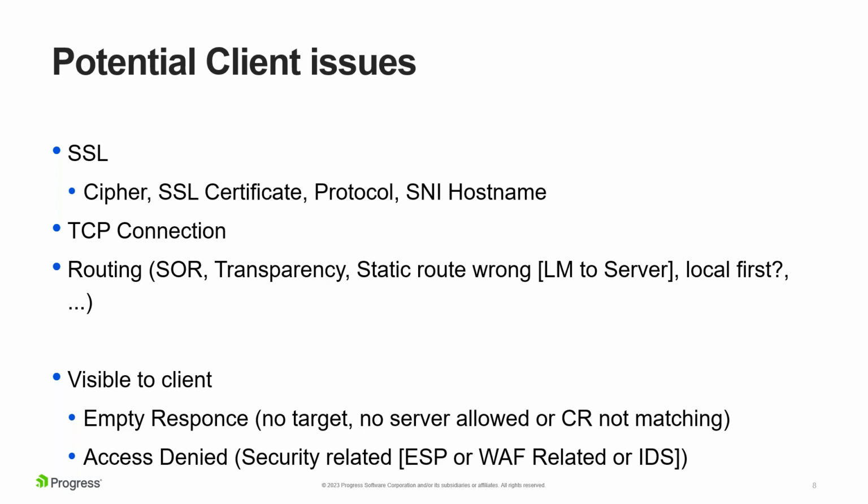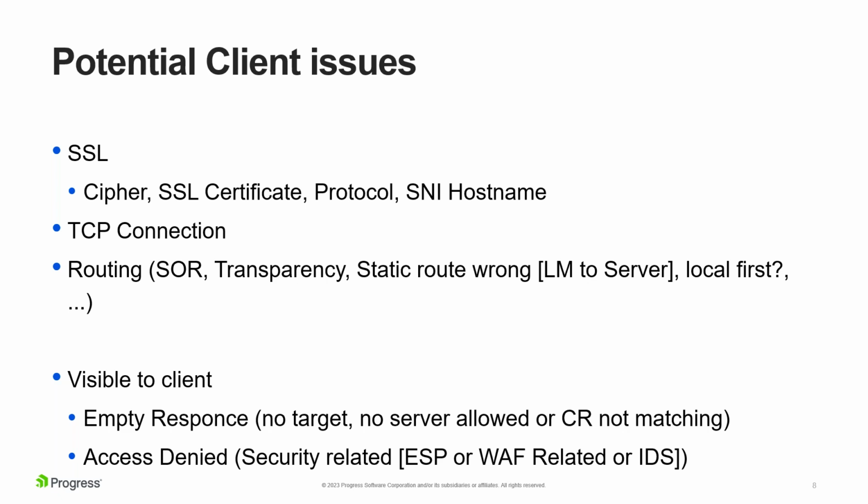Then there's a second group of errors that is visible to the client. For example, an empty response. So there's no target, no servers allowed, no connection rules matching, something like that. So the handshake has worked. They got the initial connection, but then the load balancer is not allowed to pass them on because it has rules assigned and they don't trigger. The server is not there. The server is not allowed. The content rule is not matching, something like that. So I get an empty response. So that's one visible thing for the client.